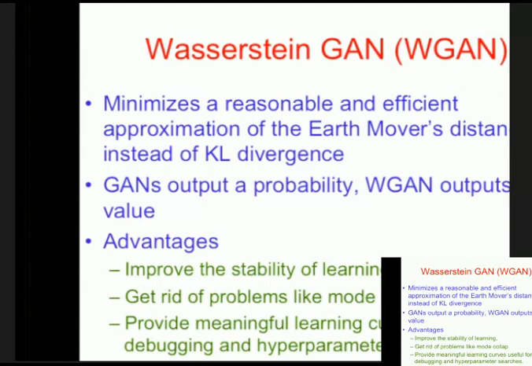And I just put one up here. As I said, there are many, many different variations people are writing all the time. And this one seemed interesting to me and seems to be getting importance. It's called the Wasserstein GAN, or a WGAN. The Wasserstein comes from a method for comparing distributions.